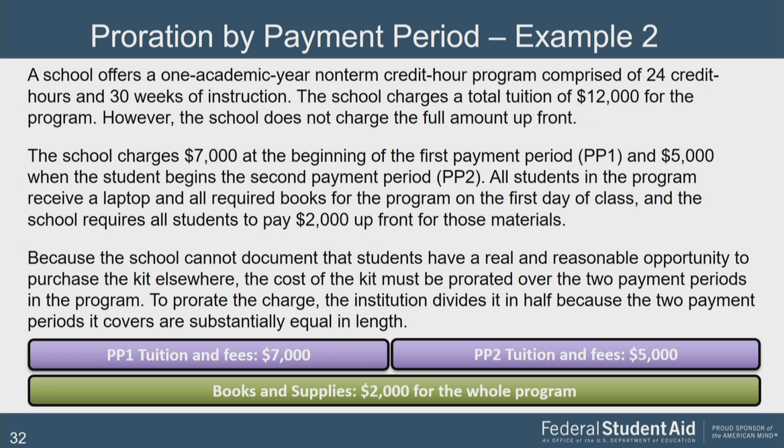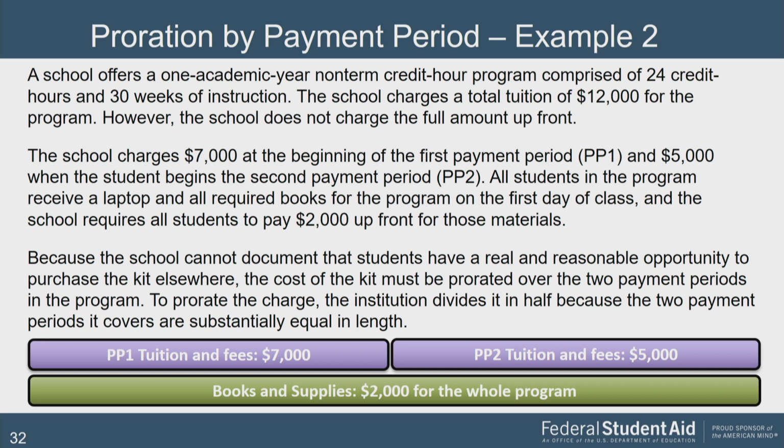Here we have a school offering a 1 academic year non-term program that comprises 24 credit hours and 30 weeks of instruction. So a fairly straightforward non-term credit program here. The school charges total tuition of $12,000 for the program. However, in this case, the school does not charge the full amount up front. So even though this is a non-term credit hour program, and frequently schools do charge up front for such programs, in this case, the school's not going to do that.